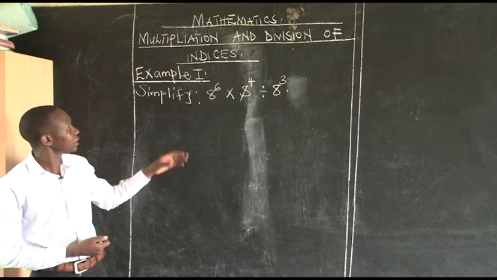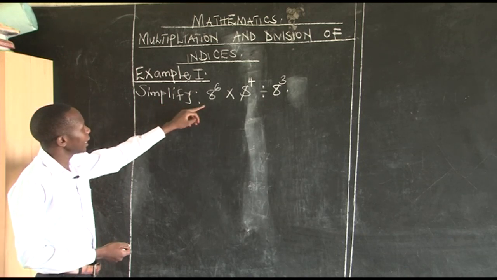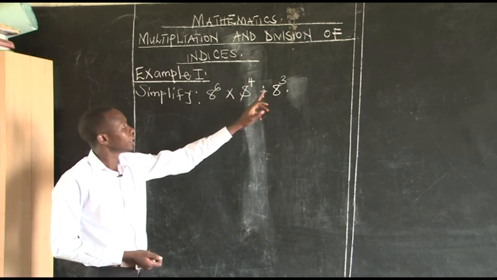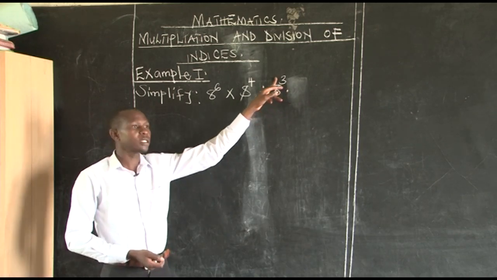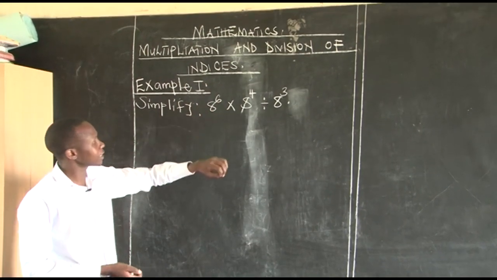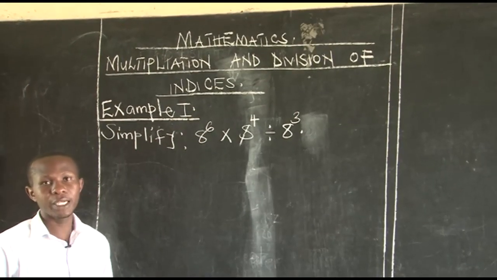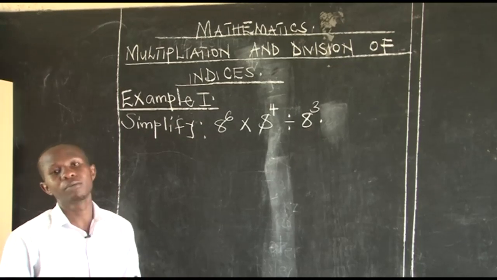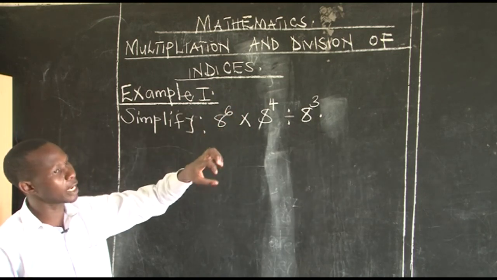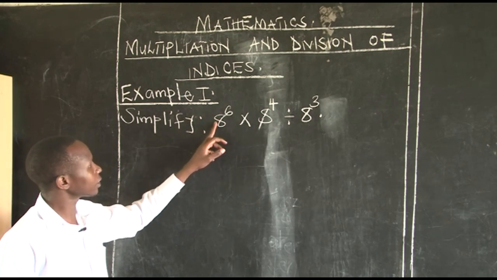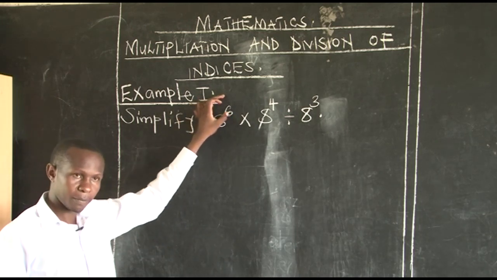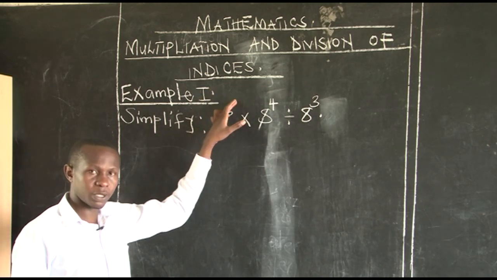The first example says, simplify 8 to exponent 6 times 8 exponent 4 divided by 8 index 3. Sometimes we can call this a power, we can call it an exponent, and at the same time we can call it an index. So it has three names or terms. The number below has only one term, that is base. So this is the base, and this is the power, or indices, or exponent.